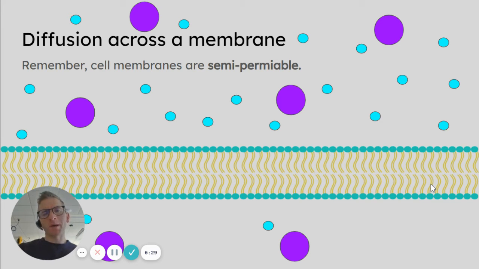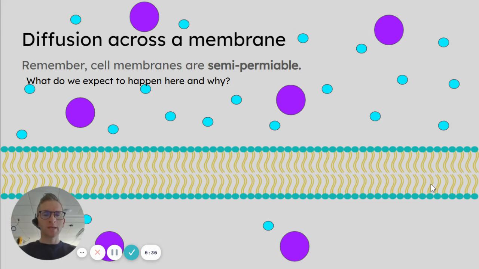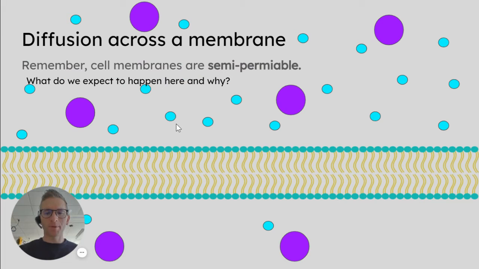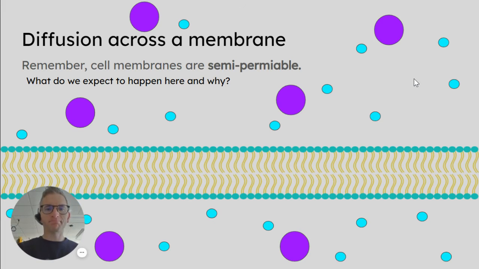So the diffusion across a membrane, because our cell membranes are semi-permeable, if we had a system that looked like this and that cell membrane was permeable to the blue dots, note that there are fewer dots on the bottom than on the top. Okay, so what would we expect to happen? Because that diffusion happens naturally with free energy, the particles are already moving, eventually we would expect something called equilibrium to occur.